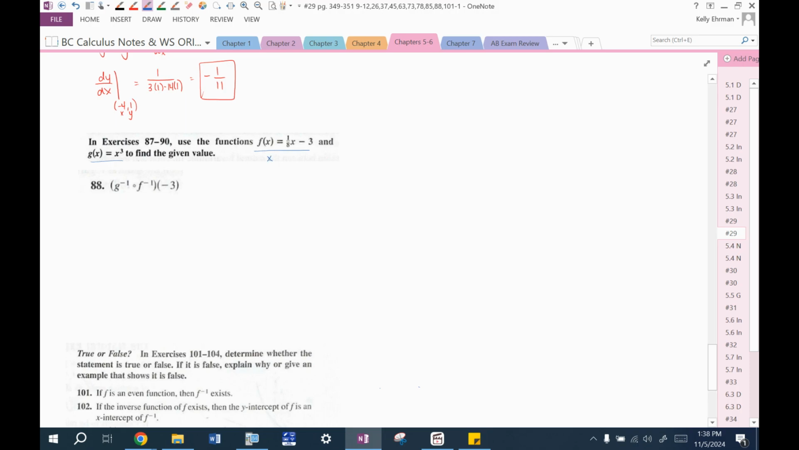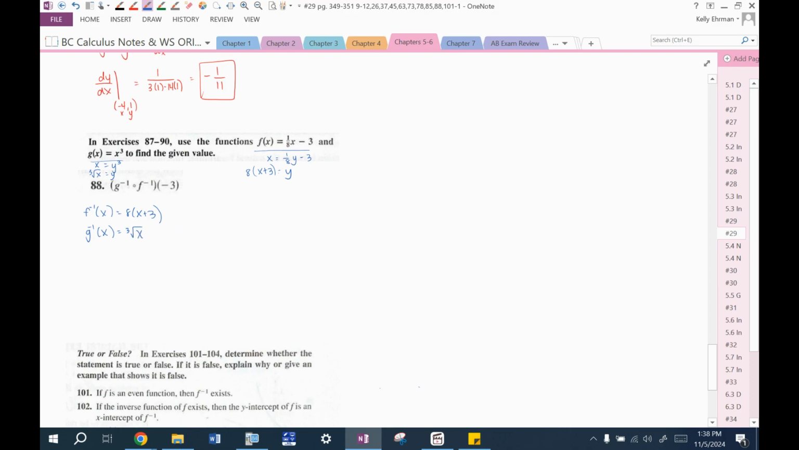So x equals 1/8 y minus 3. So you'd be adding 3 and then multiplying by 8 to get y by itself. So f inverse of x is 8 times x plus 3. And then if g of x equals x to the third, switch x and y, you'd be taking the cube root of both sides. So g inverse of x is just cube root of x.